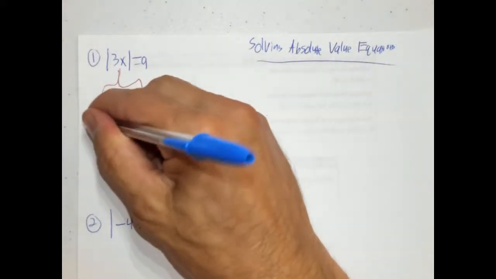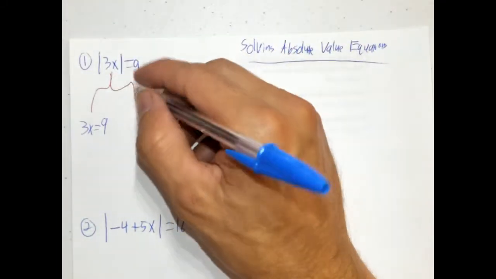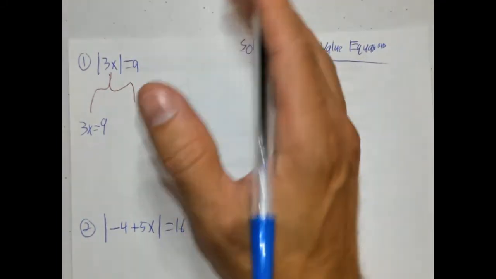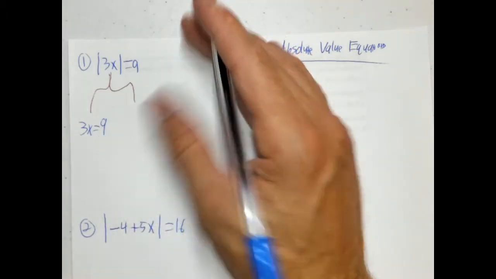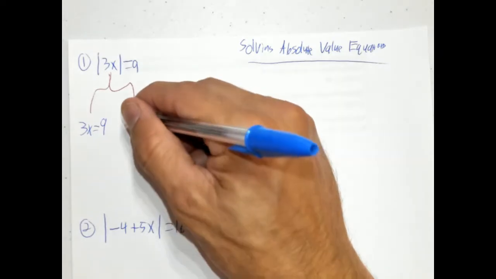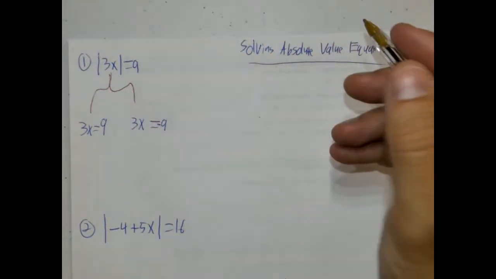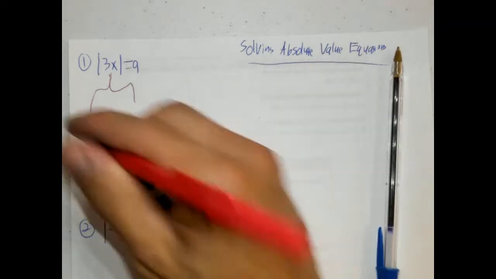So we're going to rewrite it without the absolute value, without changing anything. And then we're going to write it again without the absolute value. And the numbers on the outside, or anything outside that absolute value, is going to change its sign. So positive 9 will become negative 9. This doesn't change. 3x equals 9. Negative 9, sorry. Negative 9. So let's solve this equation.